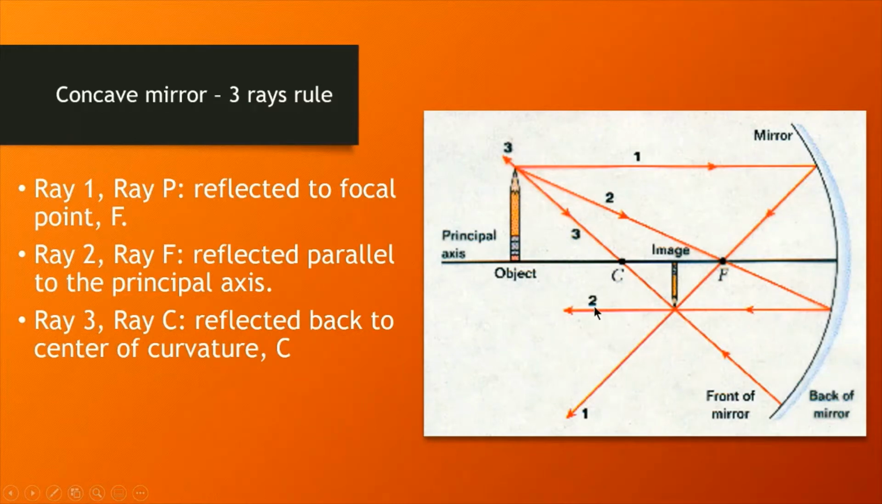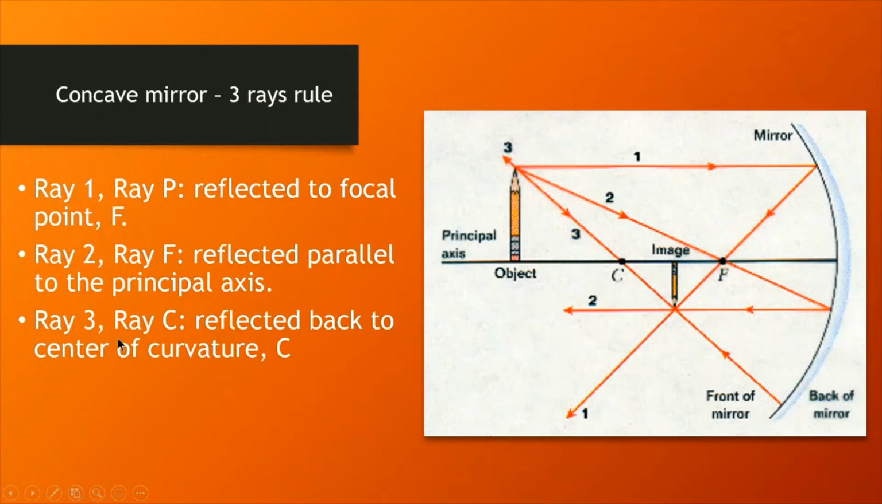So in this case, we can see that ray P and ray F are actually opposite to one another. Why? Because in ray P, the incident ray is parallel to the principal axis, and the reflected ray passes through F. But in ray F, the incident ray passes through F, and the reflected ray is parallel to the principal axis, right? So they are opposite to one another.